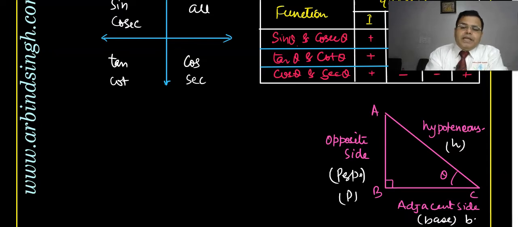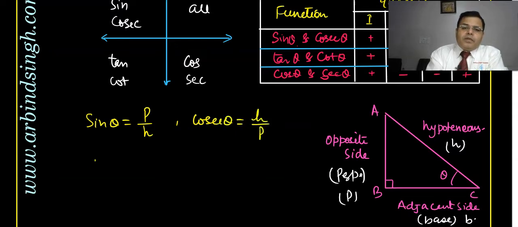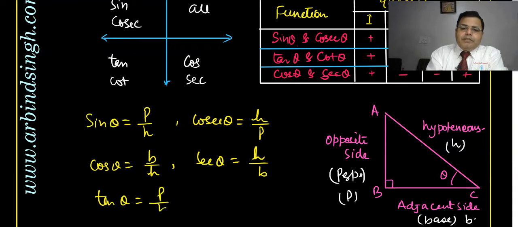So sine theta is described as the opposite side, that is P by H, and the reciprocal of that is cosec theta, so H by P. Cos theta is equal to B by H, so sec theta is equal to H by B. And tan theta is P by B, so cot theta, the reciprocal of that, is B by P.